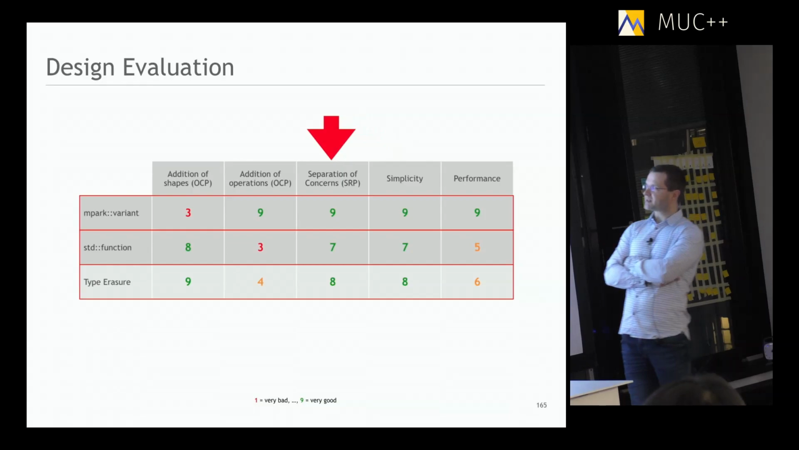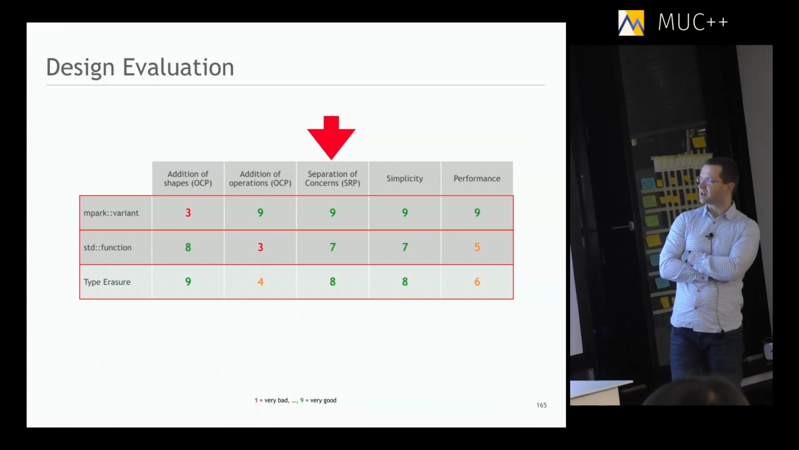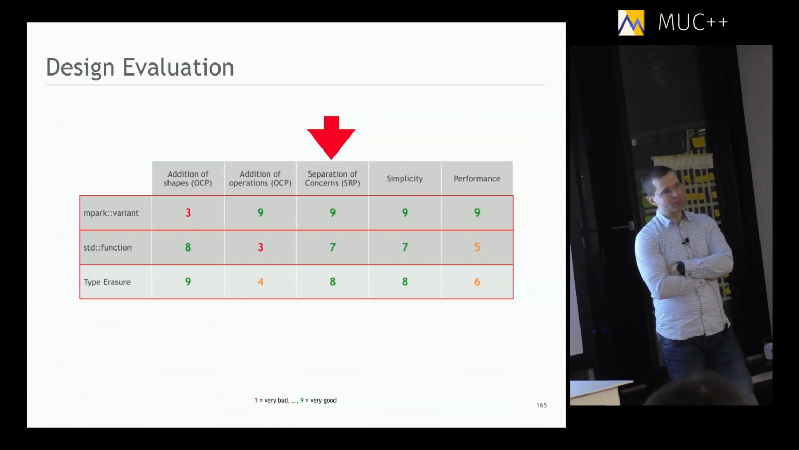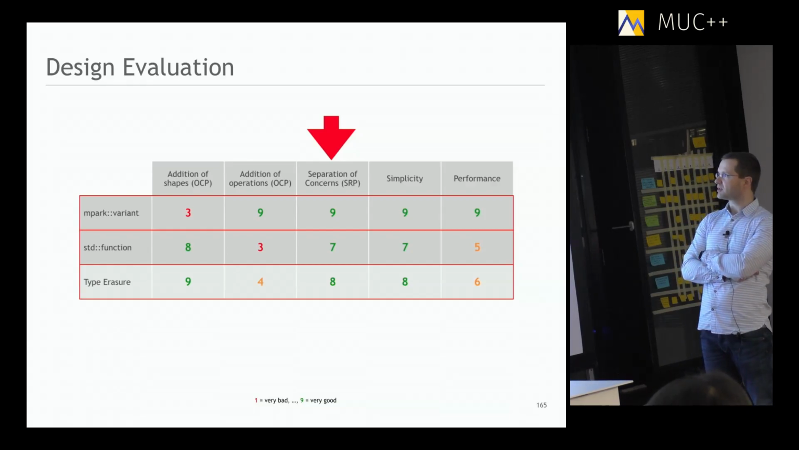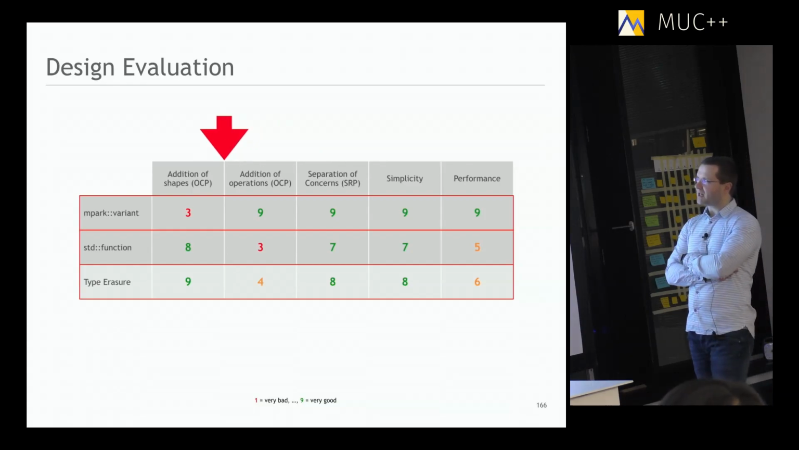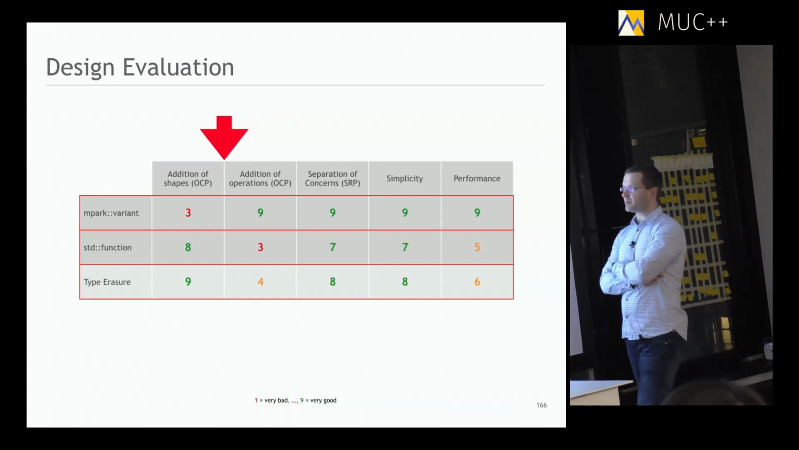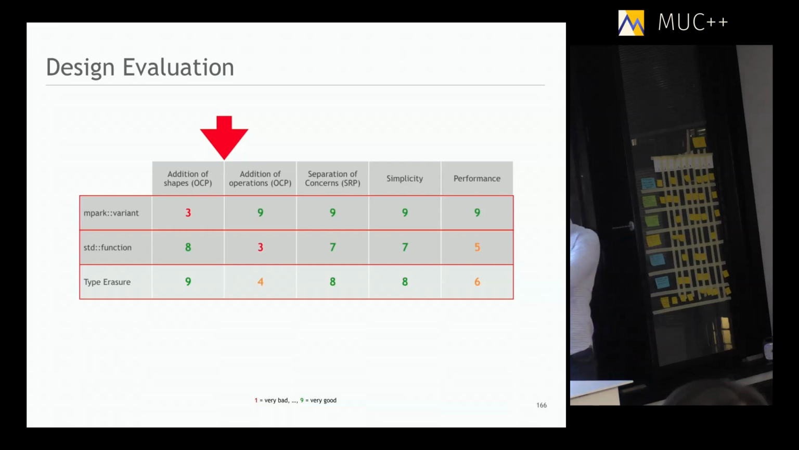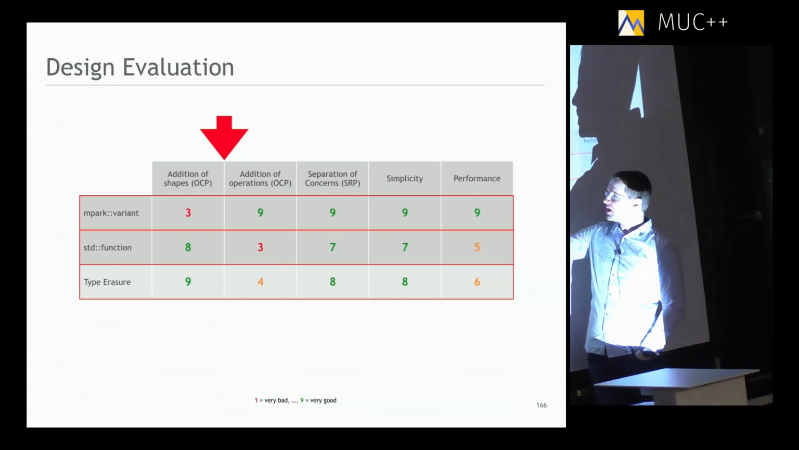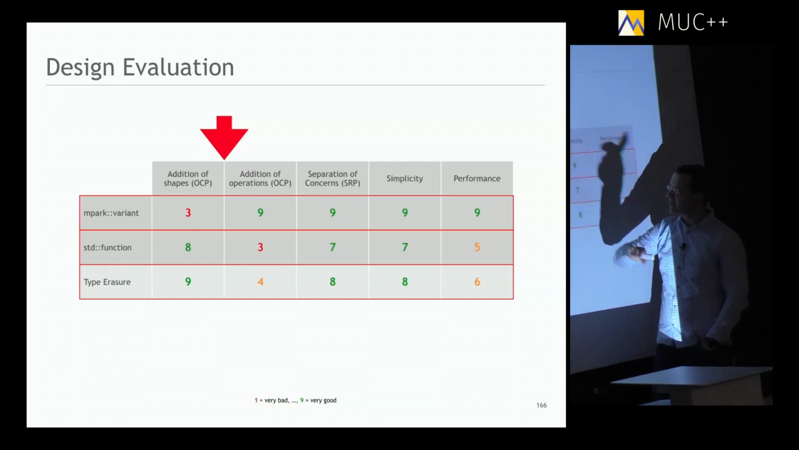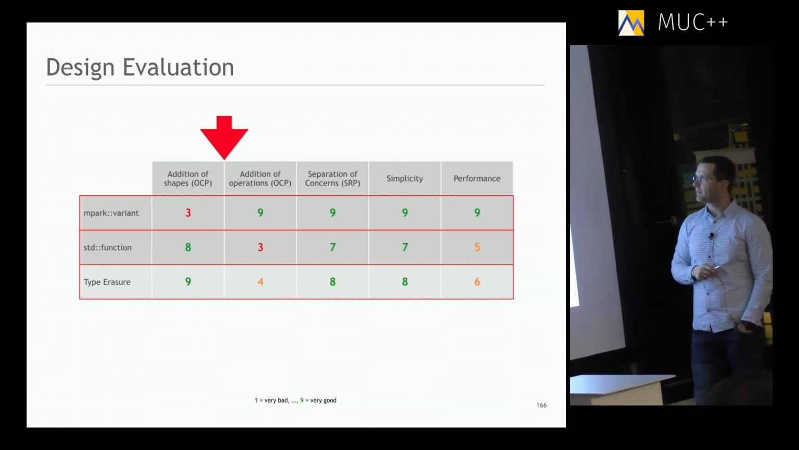Then also obvious is that the separation of concern is pretty high. This is something that is usually pretty important. SRP is rated as the most important object-oriented design principle or general design principle. Pretty high numbers too. OCP, meaning either addition of shapes or addition of operations, is also pretty high. Of course, there is no solution that can do both well, and I'm not aware of any such solution, but still, high numbers in the green area.